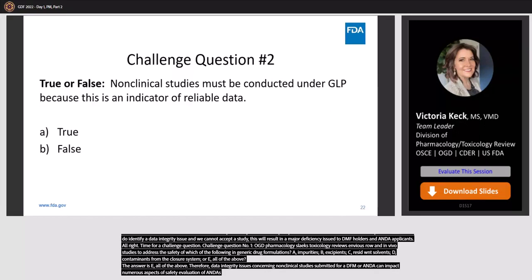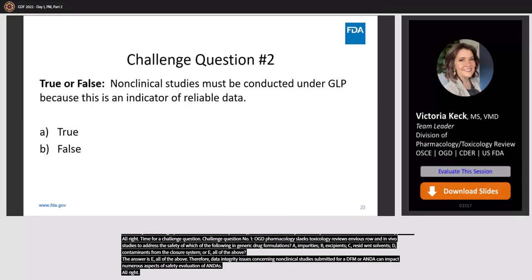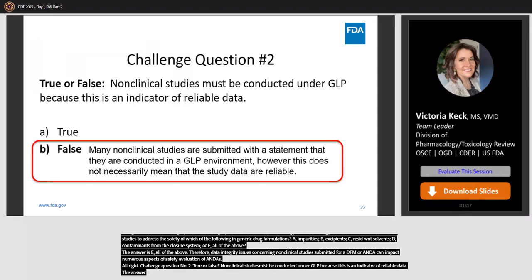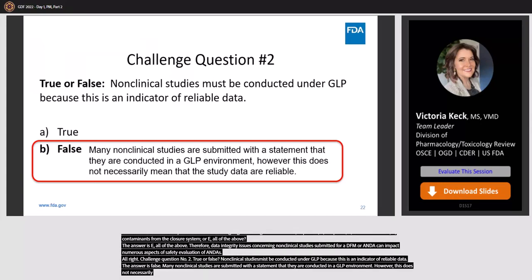All right, challenge question number 2. True or false? Non-clinical studies must be conducted under GLP because this is an indicator of reliable data. The answer is false. Many non-clinical studies are submitted with a statement that they are conducted in a GLP environment. However, this does not necessarily mean that the study data are reliable.